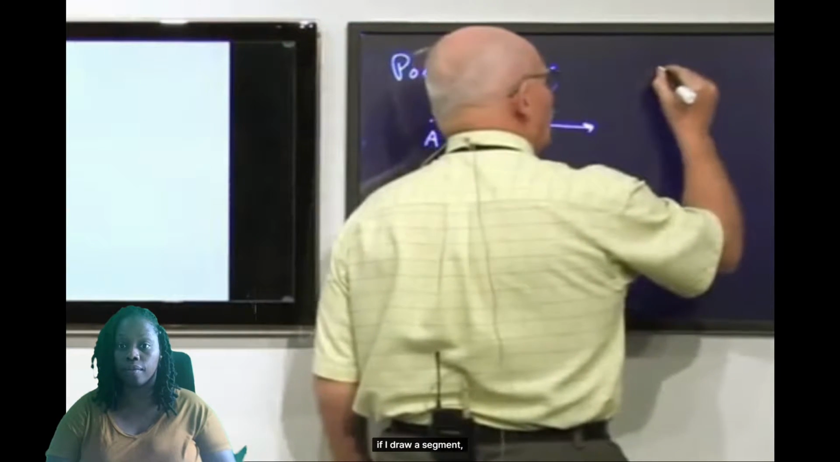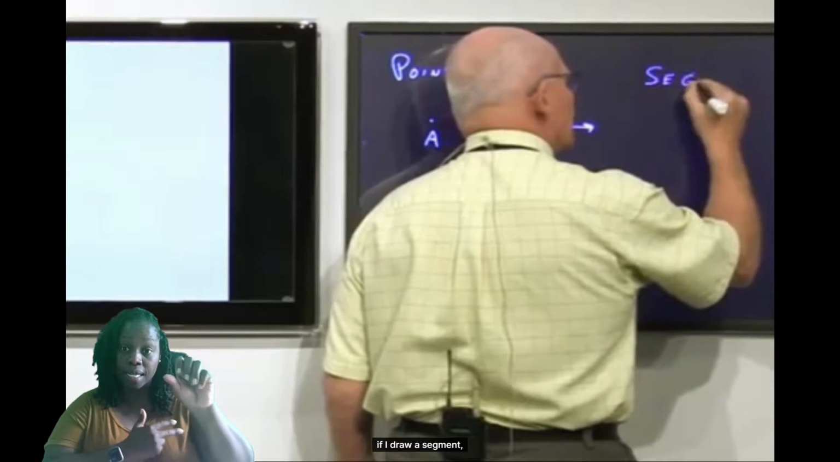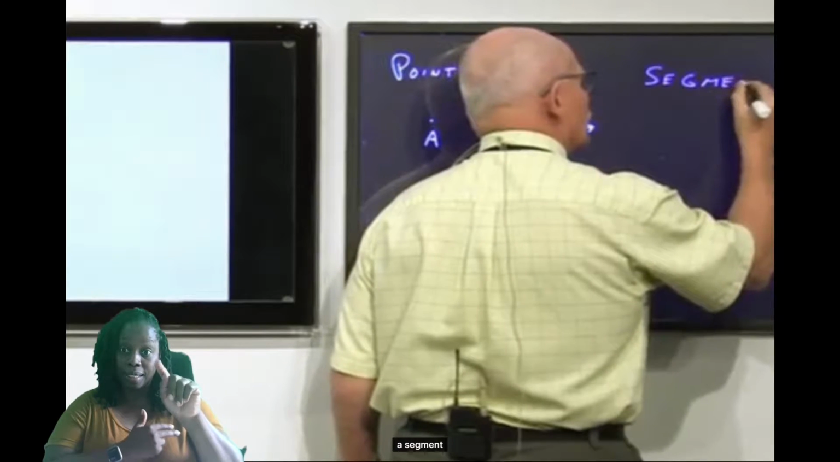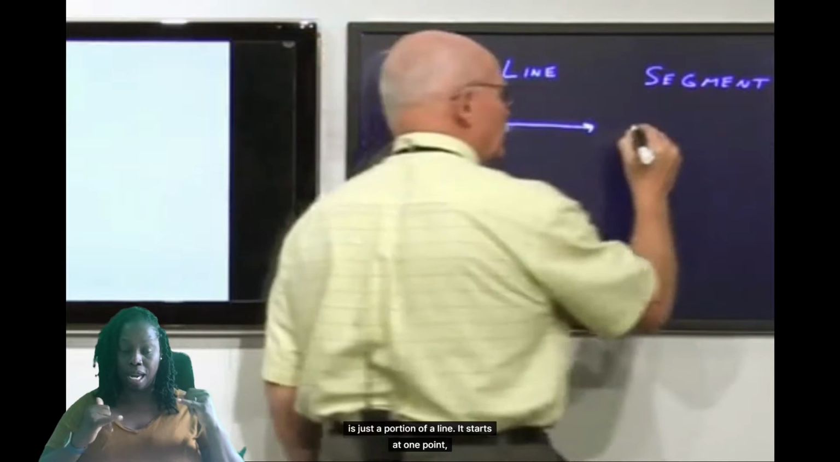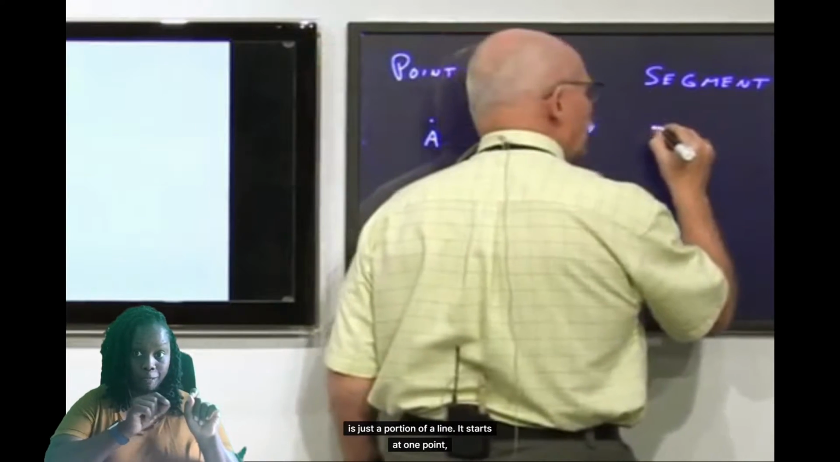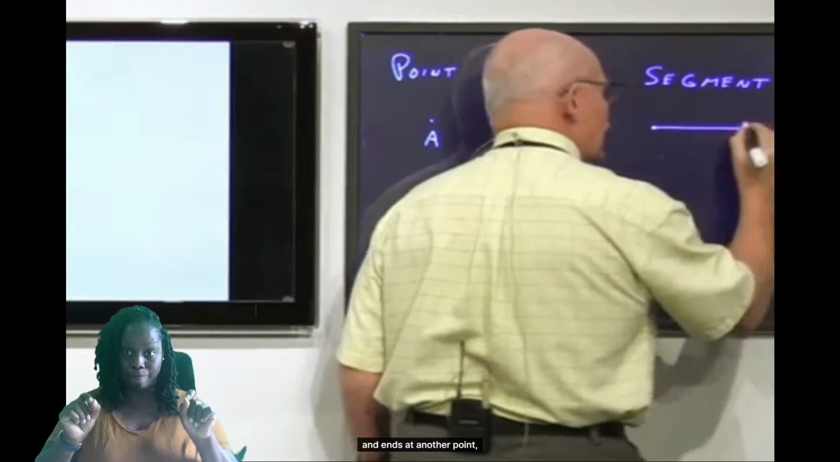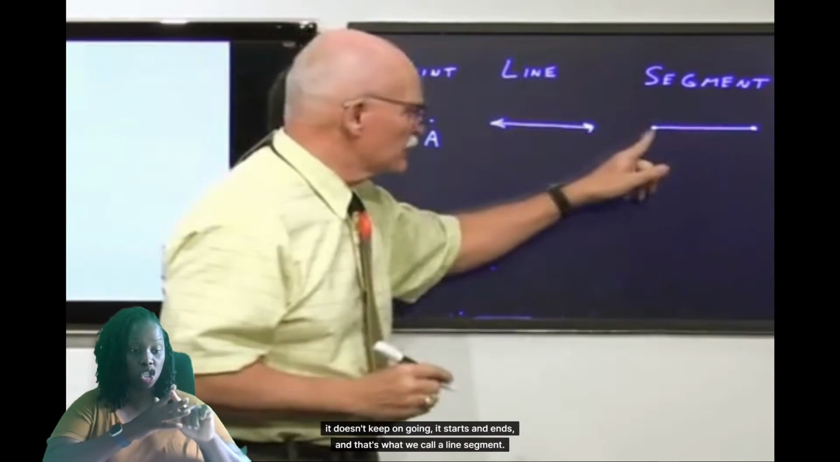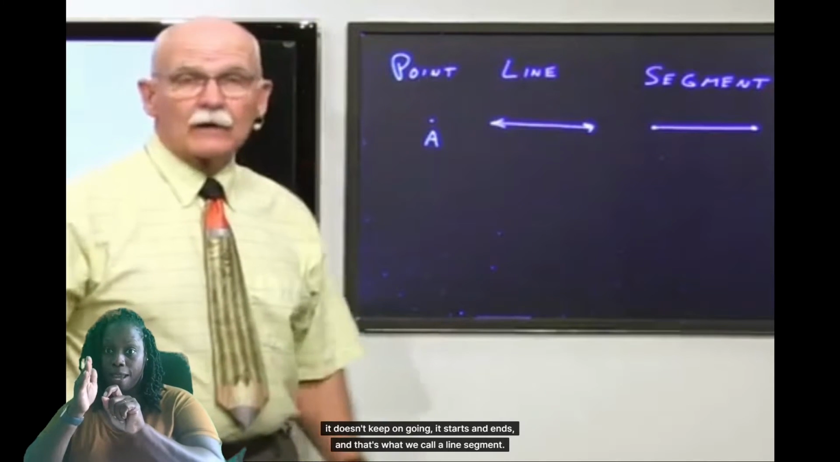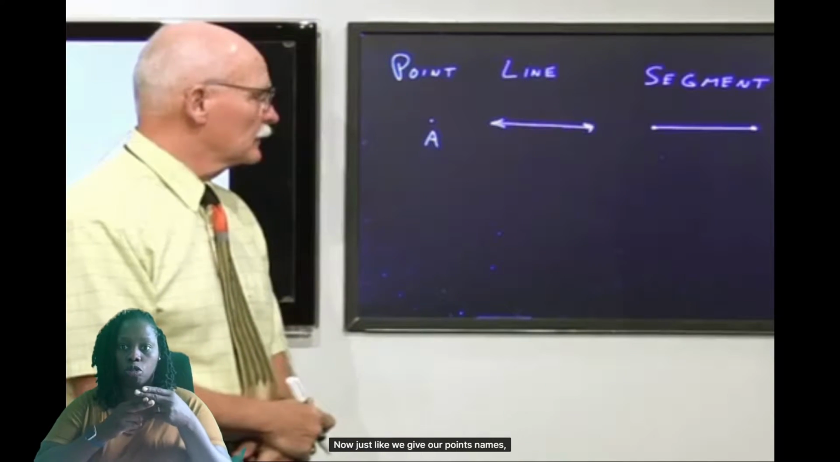Now, if I draw a segment, a segment is just a portion of a line. It starts at one point and ends at another point. Okay? It doesn't keep on going. It starts and ends, and that's what we call a line segment.